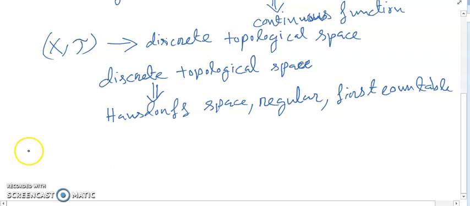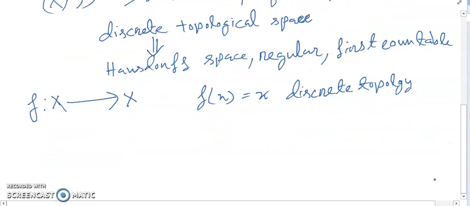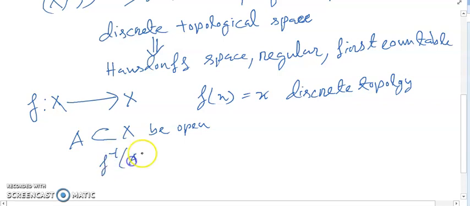Now f: X → X given by f(x) = x, with the discrete topology. Now friends, we see that if A, a subset of X, is open, then by the continuous property f inverse of A equals A, a subset of X.